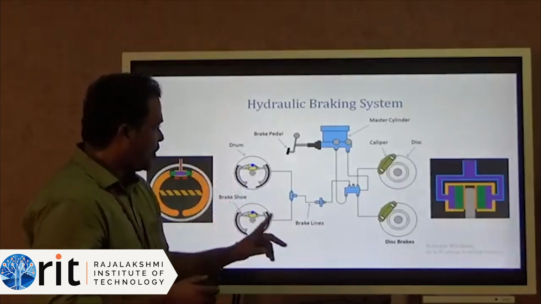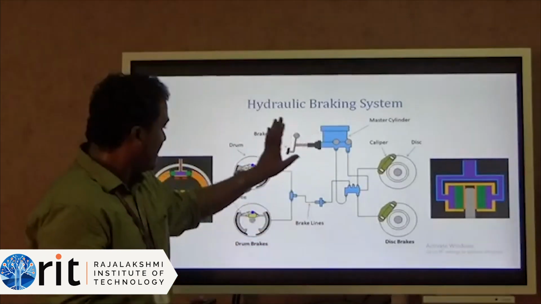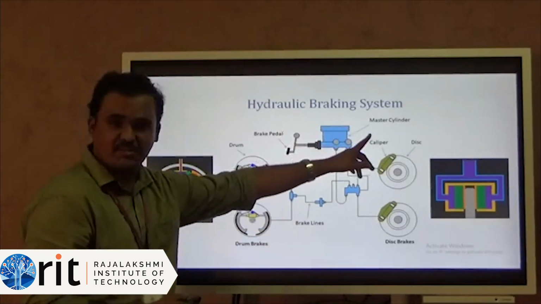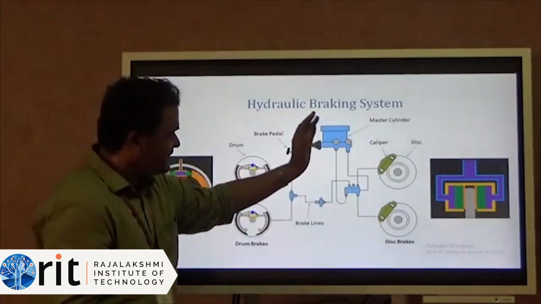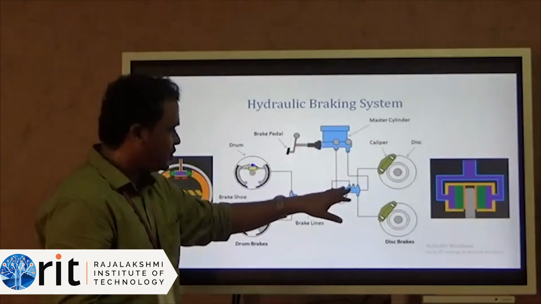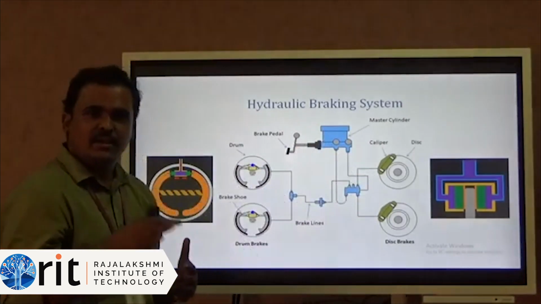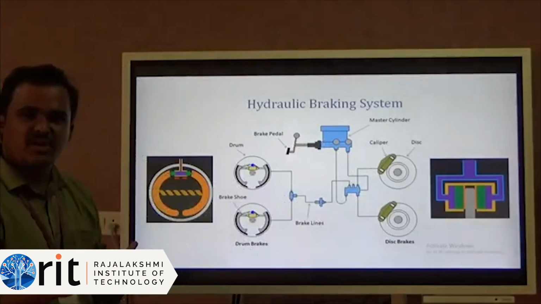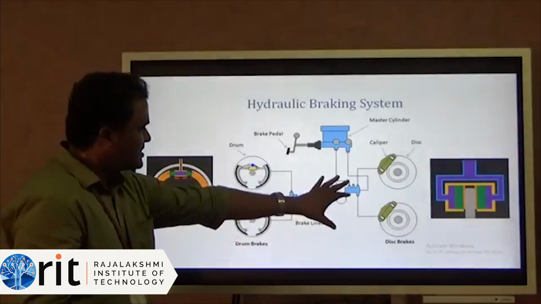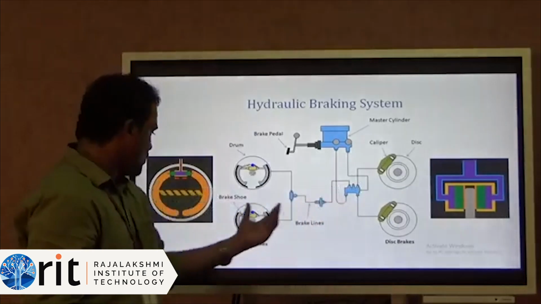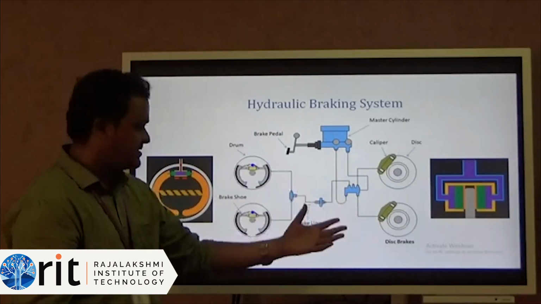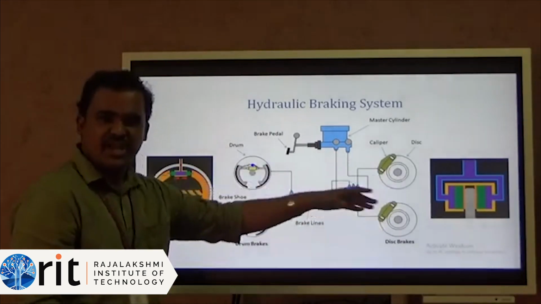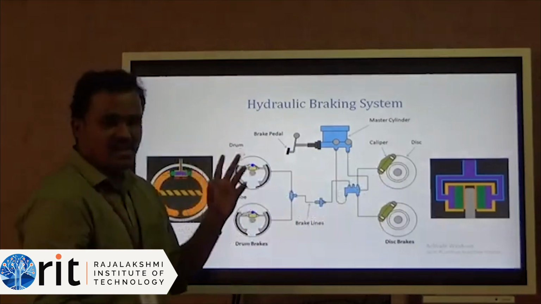Here we have to look into the master cylinder assembly. When the brake pedal is pressed, the master cylinder will be activated. This master cylinder will send the control signal to the control system: how much brake is necessary, whether a little brake or an abrupt brake is necessary. This control unit will decide how much fluid pressure I should give as an input, either to the disc brake or the drum brake. This is the hydraulic braking system.